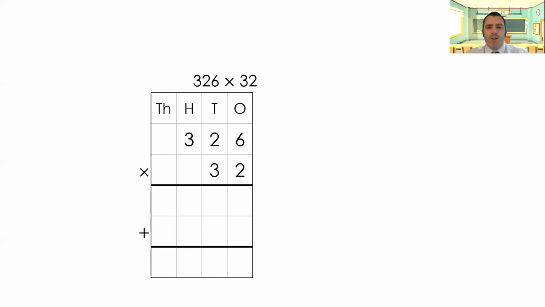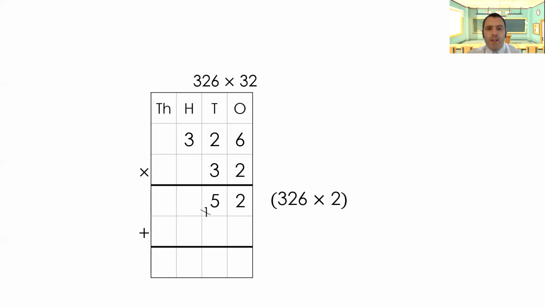So our first step to solving this is 326 times 2. 6 times 2, it's got a 12, so it's going to have a 1 to exchange. 2 goes in there. 2 times 2 is 4. Add the 1 we've exchanged across. It's going to make 5.